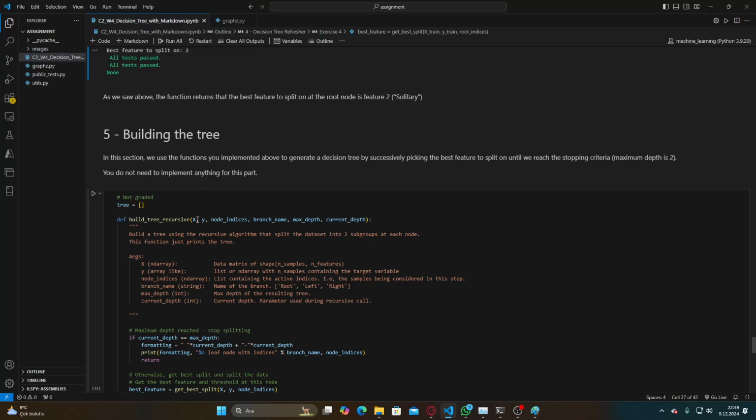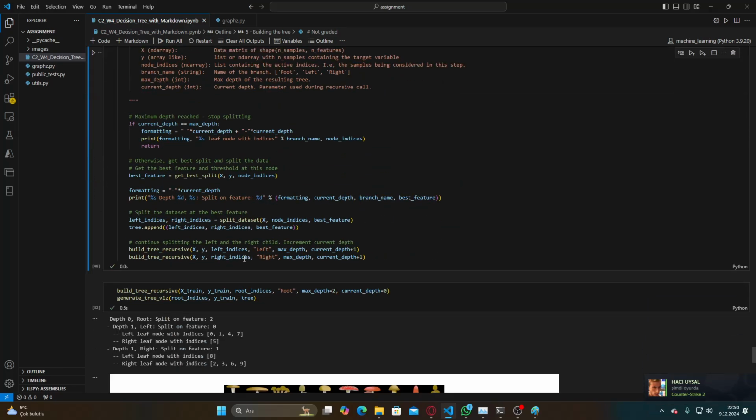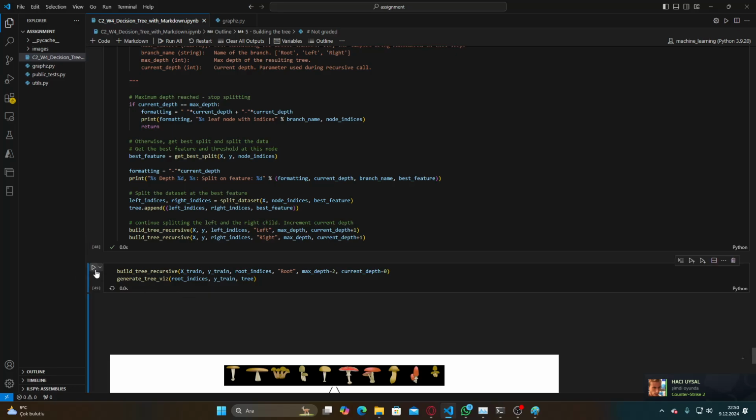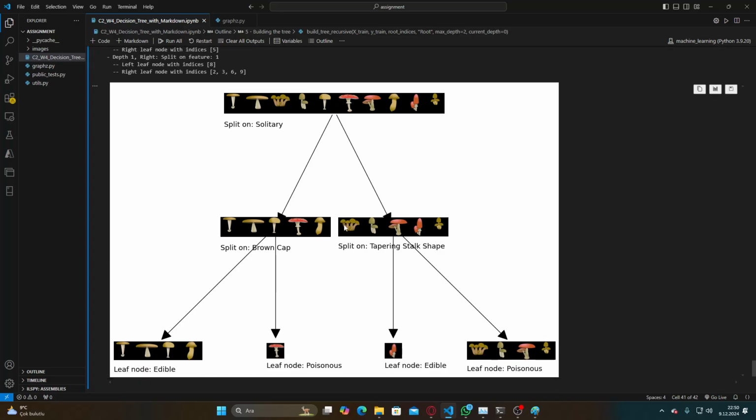In this section, we use the function you implemented above to generate a decision tree by successively picking the best feature to split on until we reach the stopping criteria. Maximum depth is 2. No need to implement anything for this part. Okay, so just running this one. Okay, split on solidity. This is solidity for us.